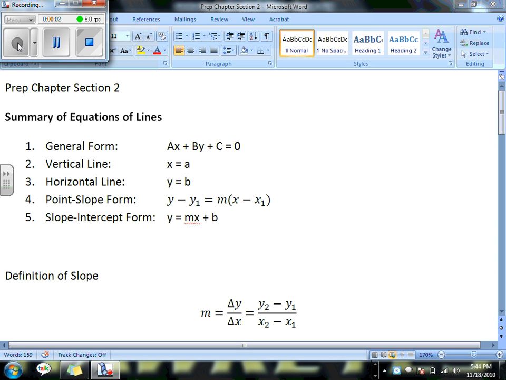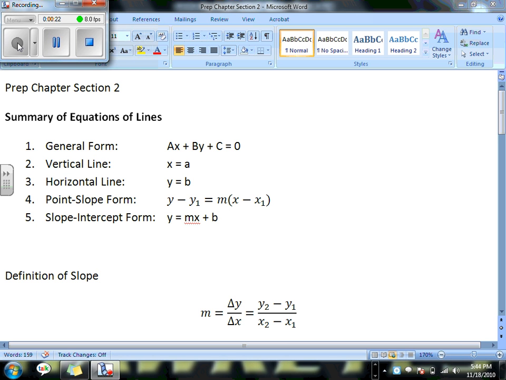All right, prep chapter section 2 brings us a little bit back to the fun days of pre-calc where we graphed almost everything. This is actually the easy stuff, just linear, no parabolas or rational equations, anything like that. So, here's basically a review of Algebra 1 and geometry.